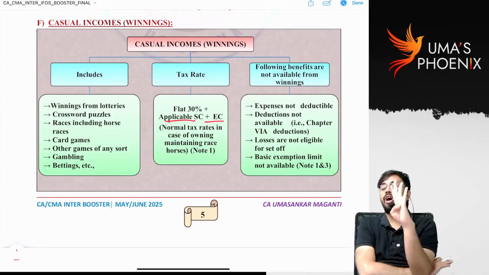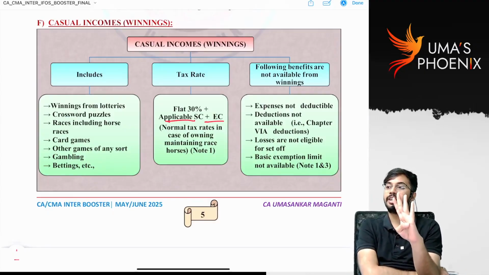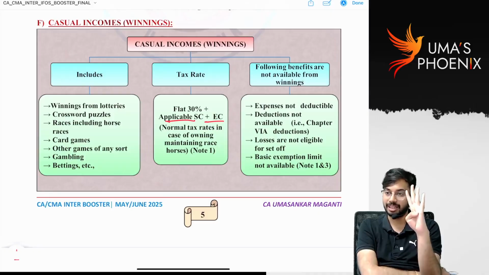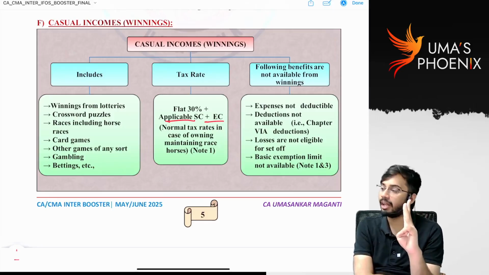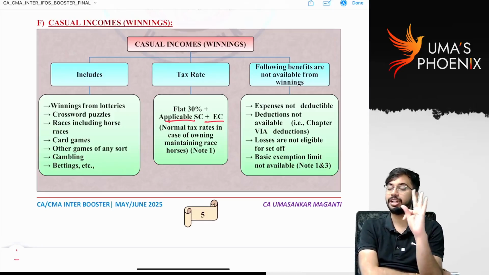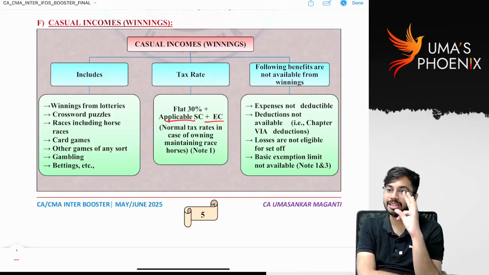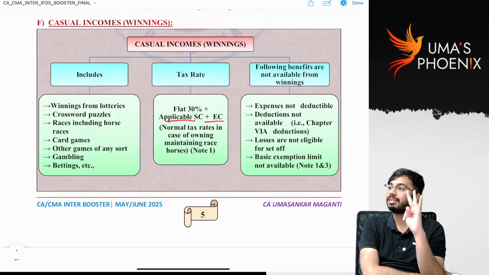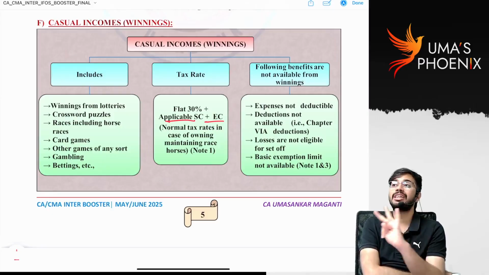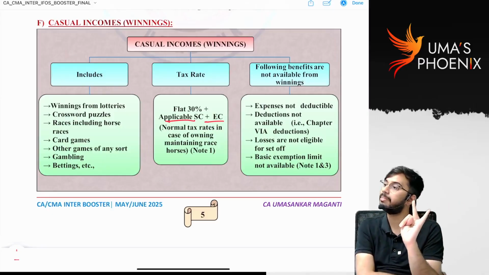Four benefits are not available against section 115BB income. First, you cannot claim any expenses against section 115BB income. Like you won a lottery. For earning the lottery, let's say you incurred 2000 rupees. You went to that place for playing the lottery. That expenditure is not allowed as a deduction. Next, any loss cannot be set off against 115BB income.